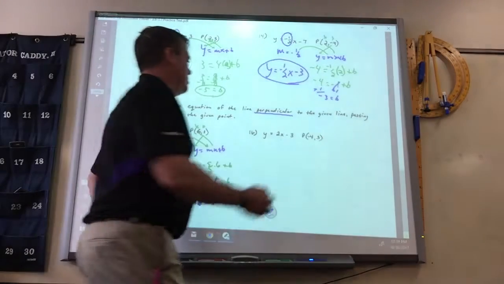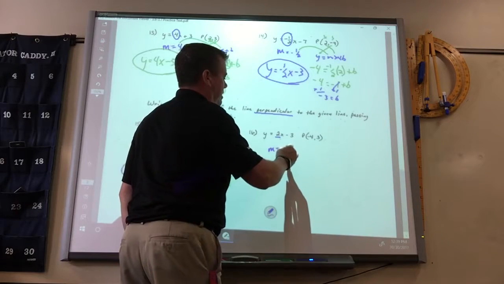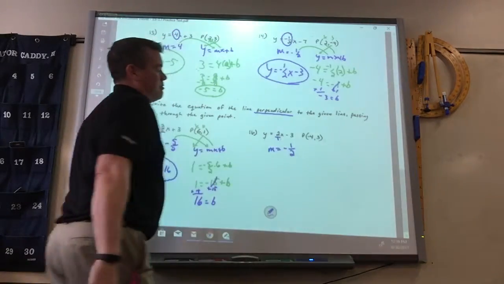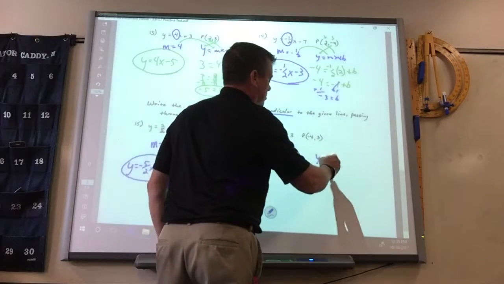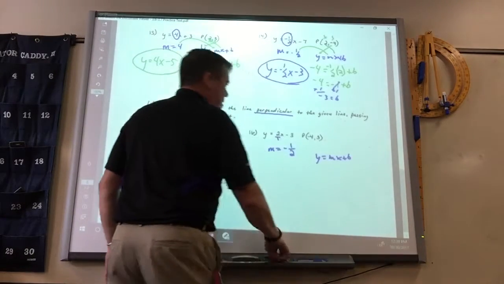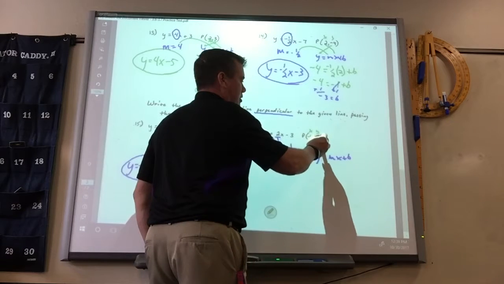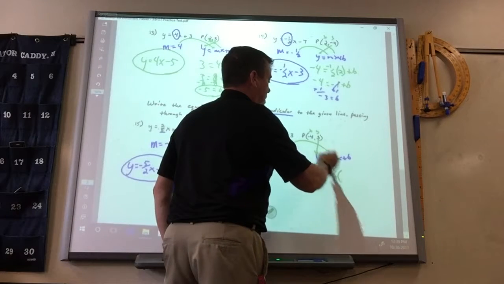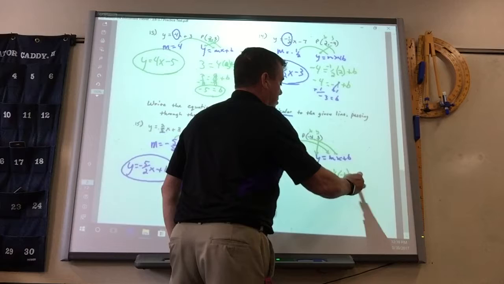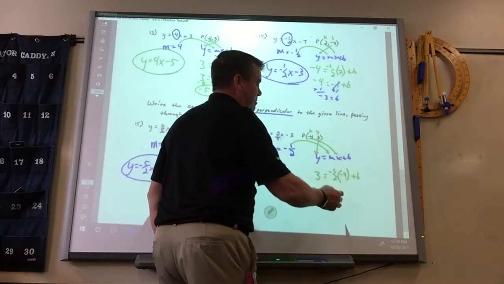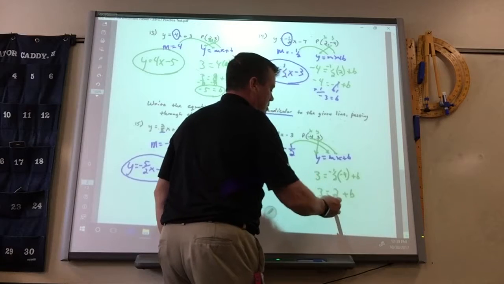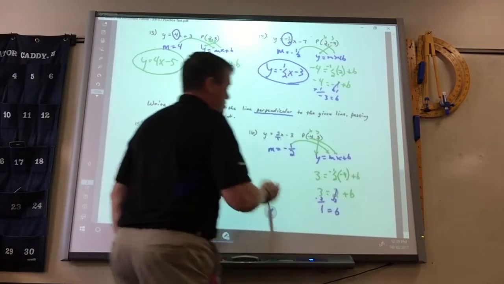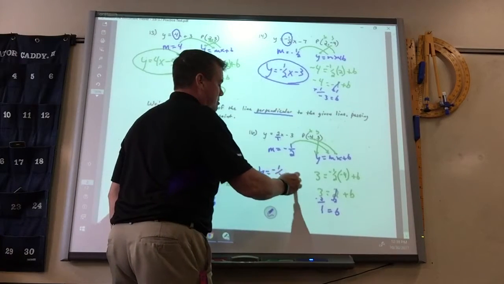Okay, then the last one. This slope is 2, so since it's perpendicular, you gotta flip it and change the sign. So we gotta use negative 1/2. So if we made it a fraction, it's 2/1. So we gotta put 3 in for y, negative 1/2 in for m, negative 4 in for x, plus b. Negative 1/2 times negative 4 is positive 2. So we subtract 2 and you get 1. So the equation is y equals negative 1/2 x plus 1.